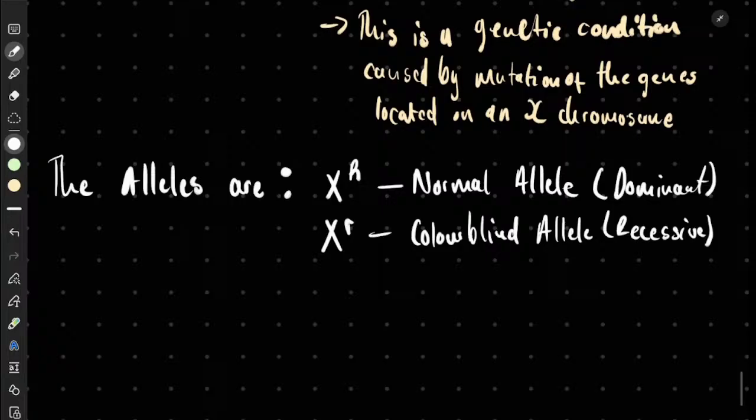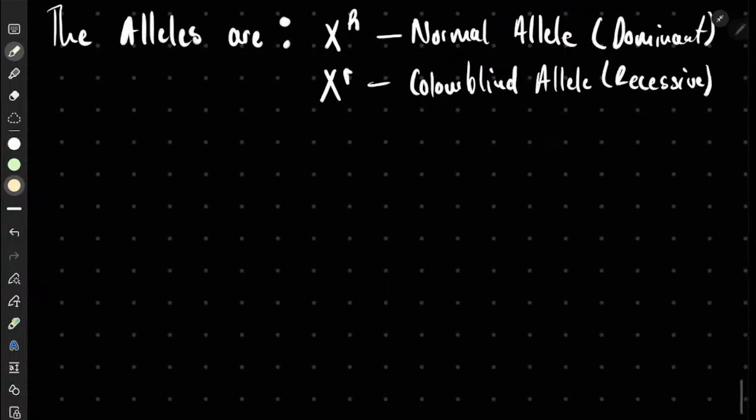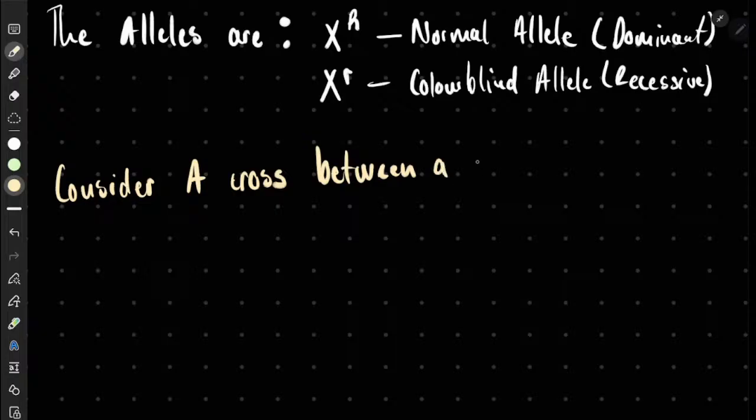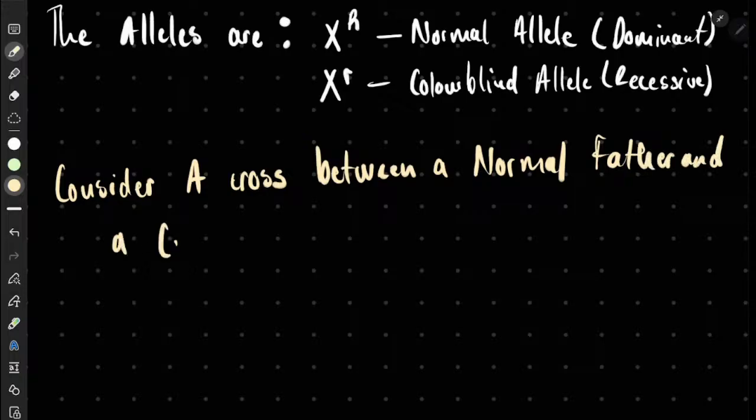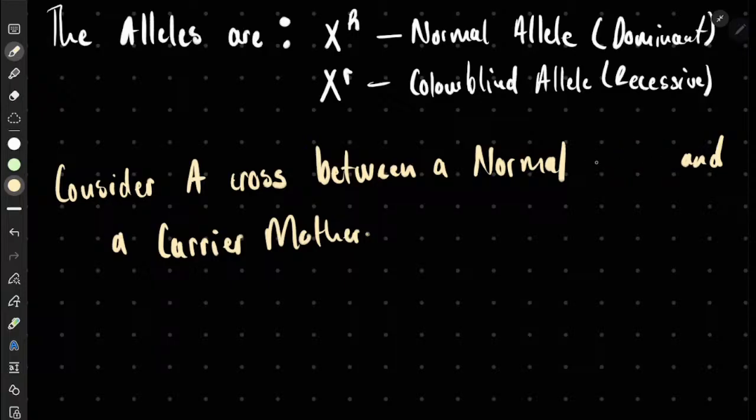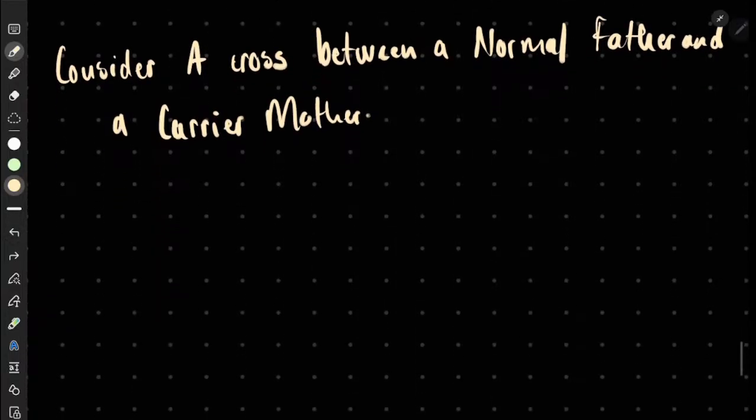So now let's put the parental genotype. Consider a cross between a normal father and a carrier mother. Okay, or normal male. Right, let's just say normal father and carrier mother. It still doesn't matter.